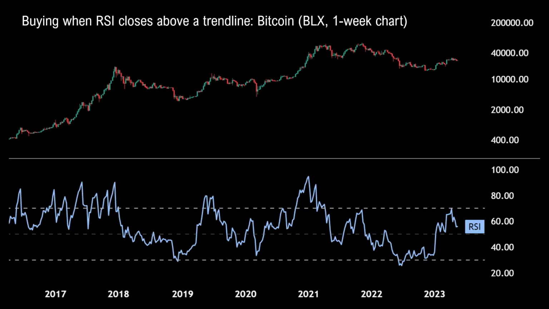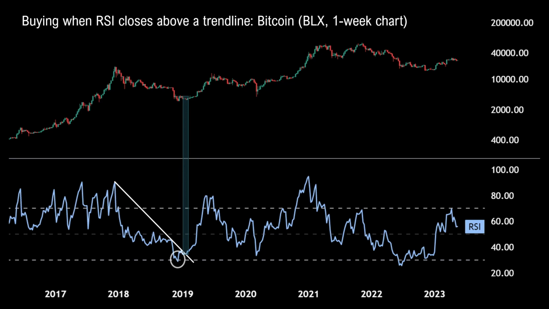To wrap this video up, here's one more example of the Bitcoin 1 week chart. Except this time, we can draw a trend line on the RSI to help us decide whether it's time to start buying or selling. Just like the price, you can draw trend lines on the RSI or any other similar indicator and incorporate that into your analysis. So in early 2019, Bitcoin's weekly RSI broke this downward trend line. And as you can see, this would have been a great time to buy Bitcoin.